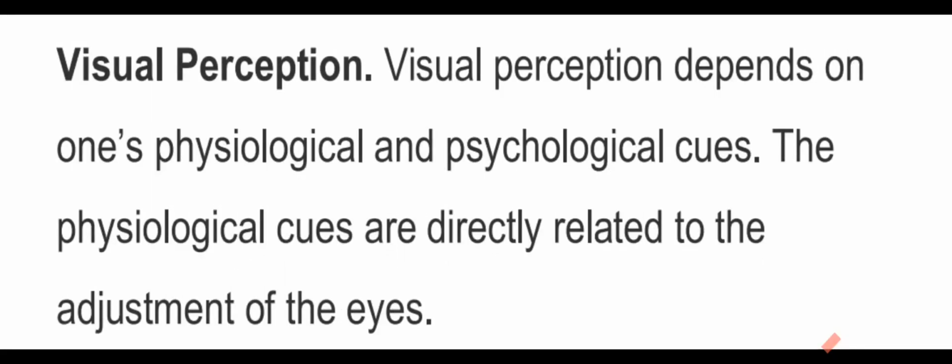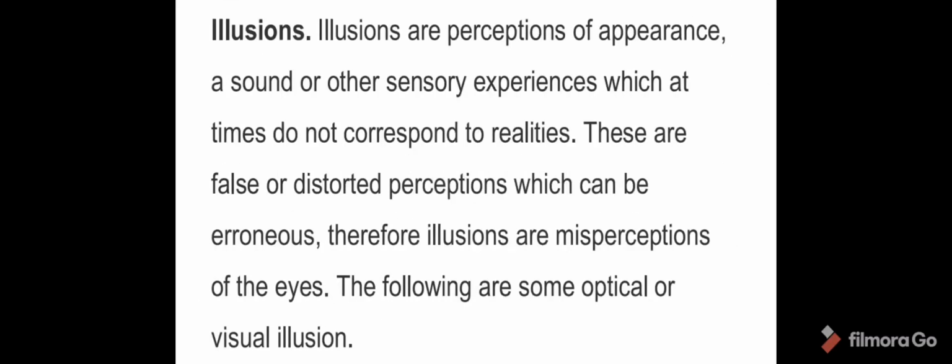Visual perception. Visual perception depends on one's physiological and psychological cues. The physiological cues are directly related to the adjustment of the eyes. Illusions. Illusions are perceptions of appearance, a sound, or other sensory experiences which at times do not correspond to realities. These are false or distorted perceptions which can be erroneous. Therefore, illusions are misperceptions of the eyes.